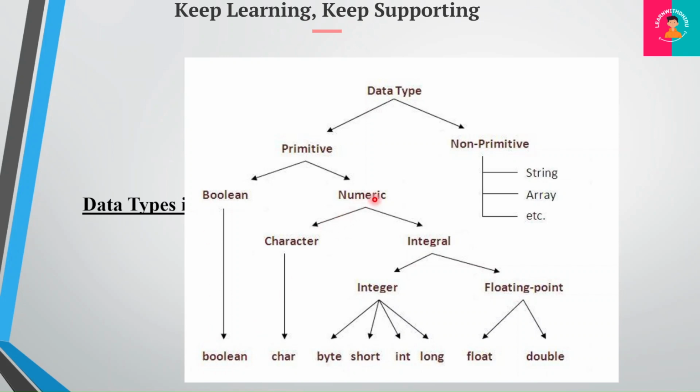Then the numeric is divided into two parts. First one is character, and second is integral. Coming to the character, it is char. Then in integral, you can see integer and floating point. In integer, you can see byte, short, int, long, and in floating point, you can see float and double. And coming to the non-primitive, you can see string, array, and there are different types of non-primitive data types available.